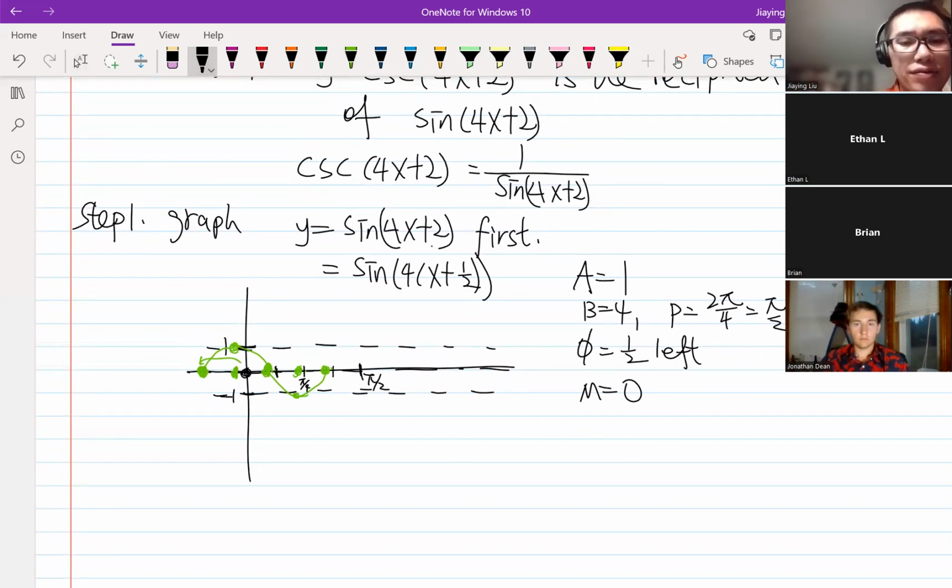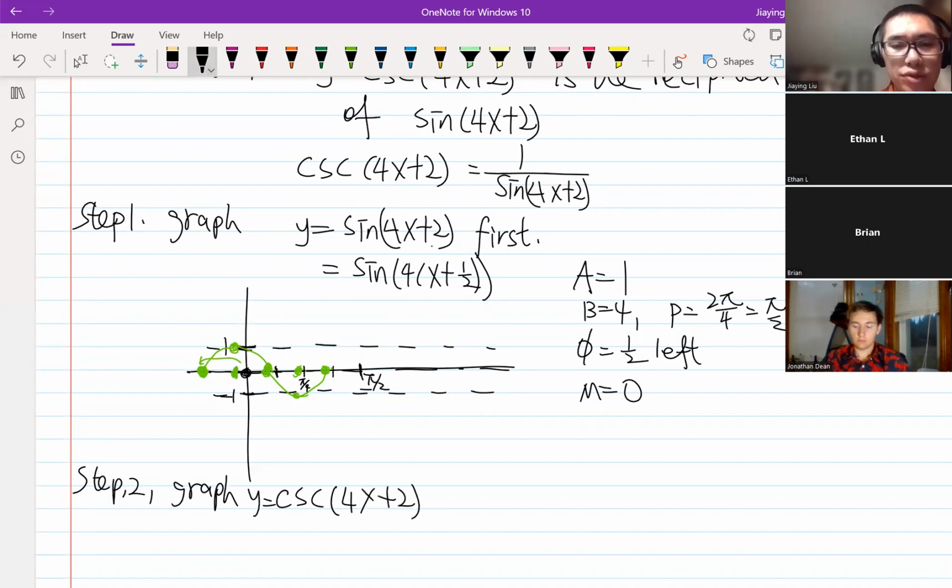So the next thing we're going to graph is cosecant. So step 2, graph cosecant for 4x plus 2, which is the reciprocal of sine. From there, we're just going to draw vertical asymptotes for all the points where we have 0, and the maximum at 1 and the minimum at -1, so they stay. So we get this reciprocal graph. So that's cosecant 4x plus 2.